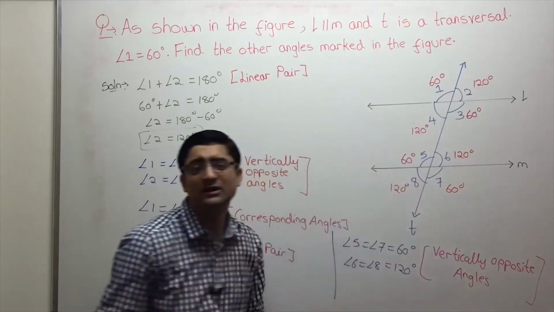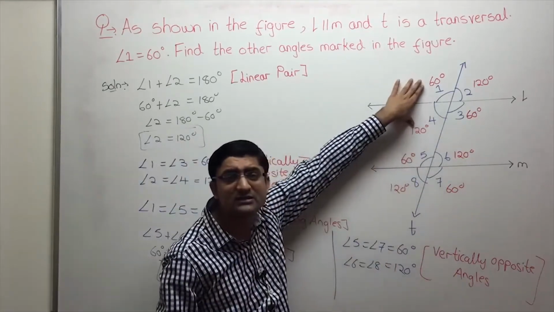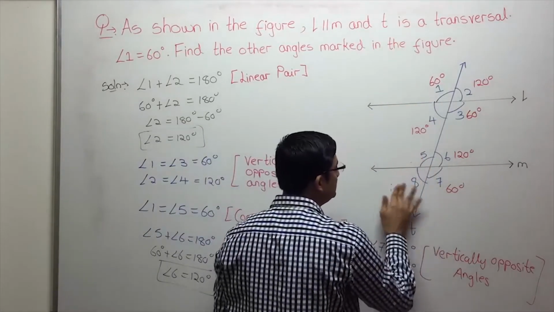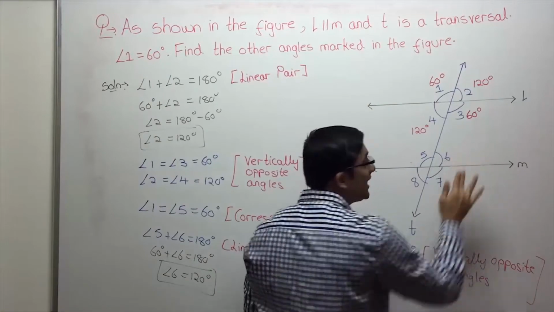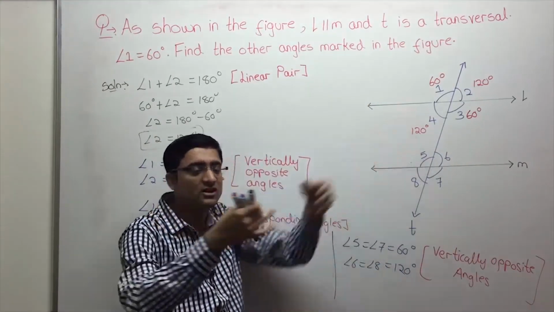Hence we have found all the 8 angles. I'll tell you even a quicker way. Once you get these 4 angles, just get the corresponding angles, right? So let's say I don't know these angles. I repeat, I'll tell you even a quicker way. Once you get these 4 angles, just write down the corresponding angles.